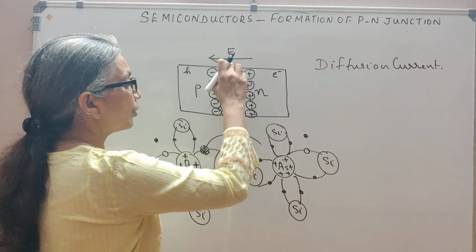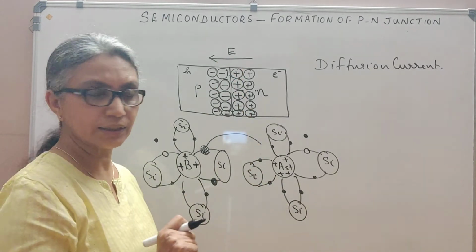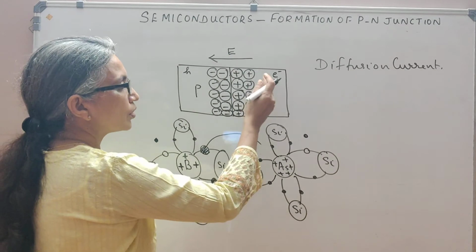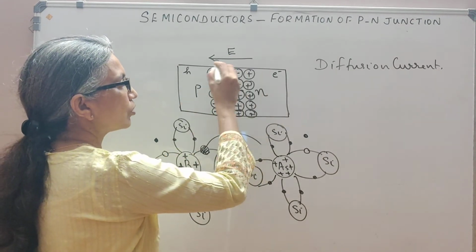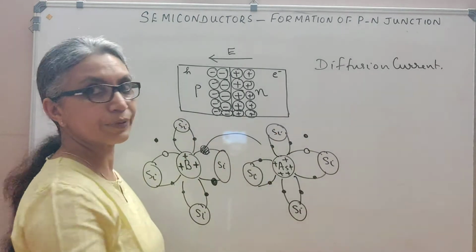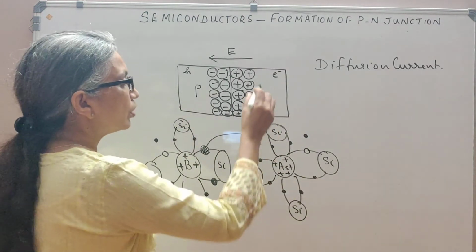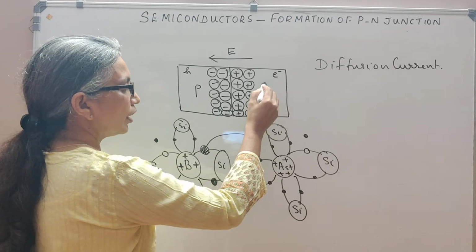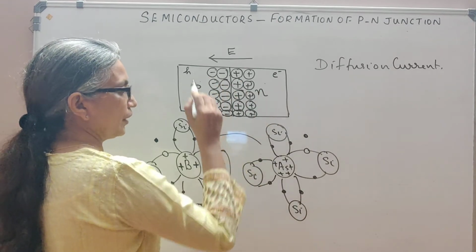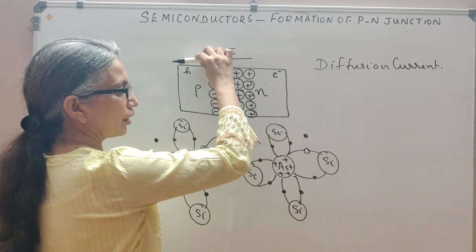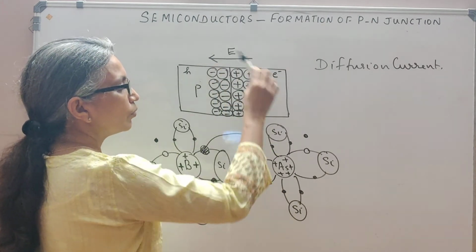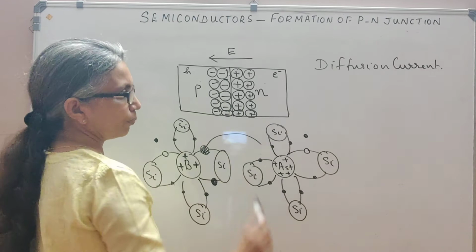Now, when this electric field is set up, you will notice that it opposes the crossing over of electrons from N to P, right? Because electrons always move in a direction opposite to the electric field. So your majority carrier electrons can't move from the N side to the P side, because the electric field is in this direction, which opposes the movement of electrons from N to P.